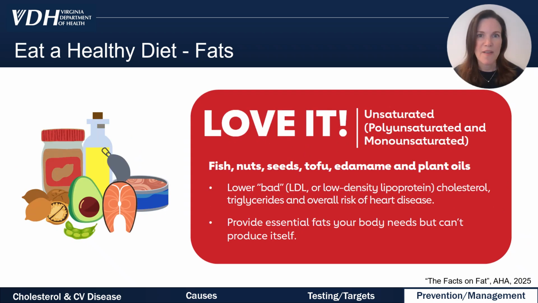The third type of fat, which is the healthiest type of fat, is the unsaturated fats. These are found in fish, nuts, seeds, soybean products like tofu and edamame, and in plant oils like olive oil and canola oil that are liquid at room temperature. They lower the LDL or bad cholesterol. They also lower triglycerides and the overall risk of heart disease. And they provide essential fats that the body needs but can't make on its own.